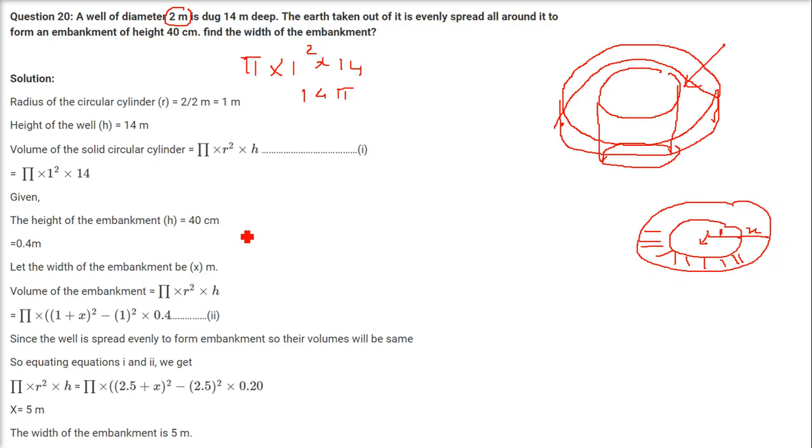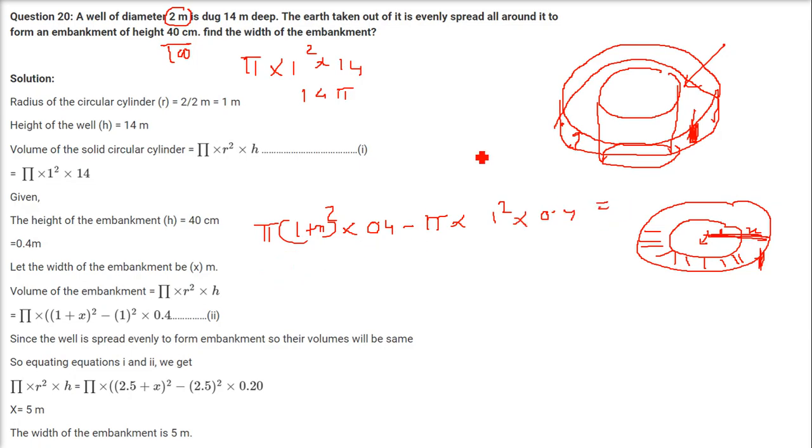So what is the volume of the outer one? Pi r square. What is this? Radius will be 1 plus x. Pi into 1 plus x whole square into h. H is the height of this one, from here to here. This from this to this is 40 centimeters. So just divide it by 100, so you get it in meter. It will be 0.4. Okay. Minus pi into, now what is the internal radius? Because outer minus internal, pi 1 square. Pi 1 square into 0.4.